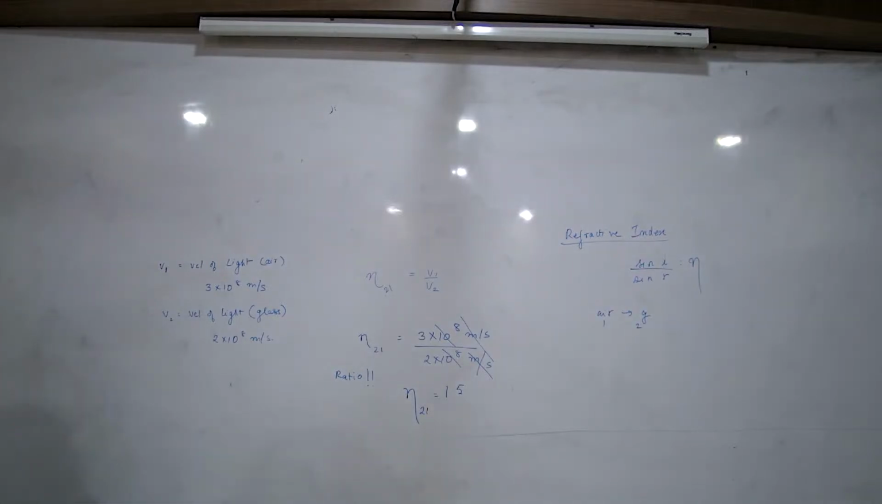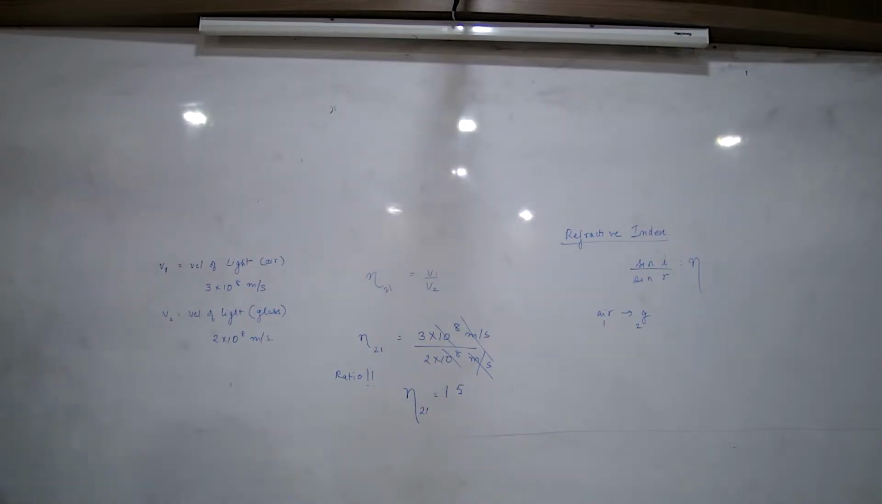See your table. Ground glass, 1.52 something. Did you understand? Take down this sum quickly. Calculate. I'm giving you the sum.